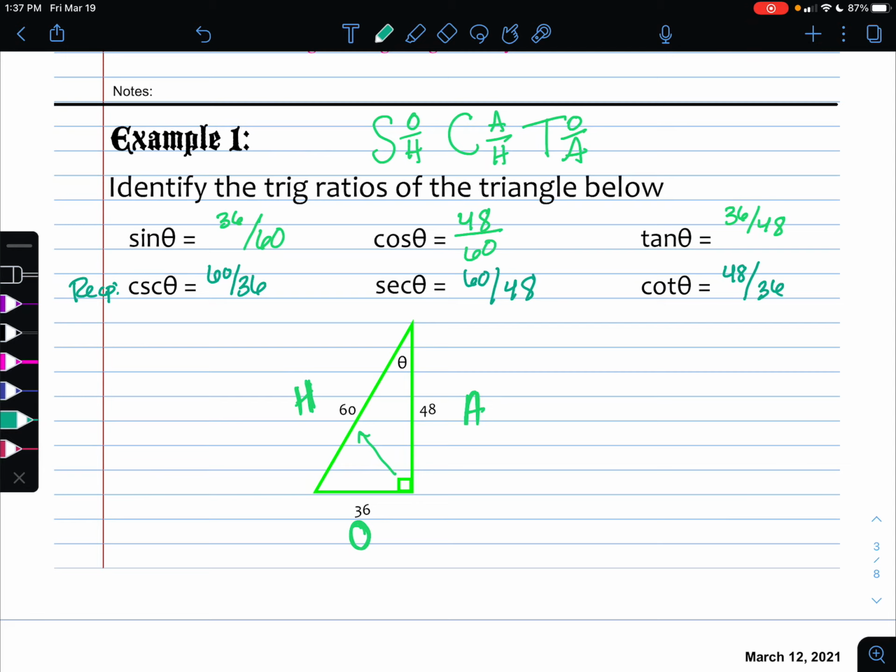Okay, so just flipping all my fractions. Okay, that is my example.